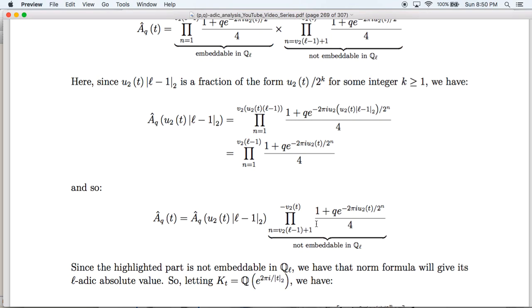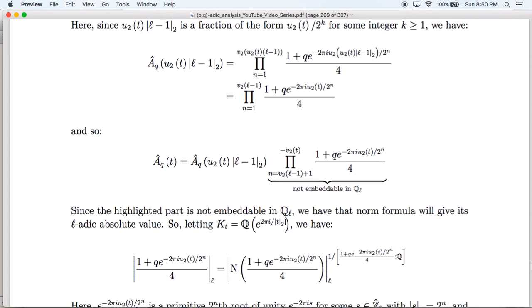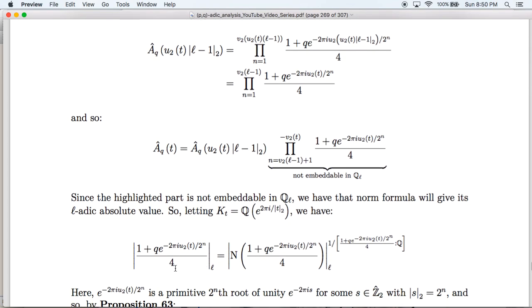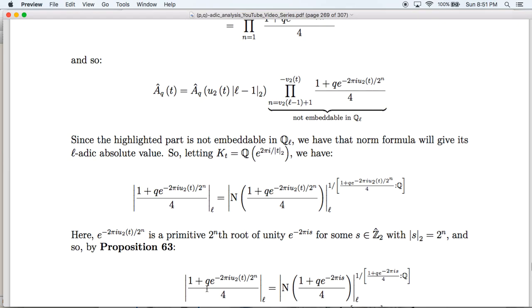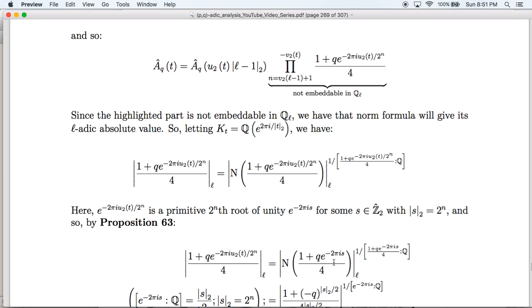Since the highlighted part is not embeddable in Q_L, the norm formula will give us its L-adic absolute value. So letting k_t be this field, we then have that 1 plus that, this thing's norm is equal to the norm of this, and we're going to use our formula, which gives, and because here, this is the same thing as considering 1 plus q e to the negative 2 pi i s over 4, where s is some element of Z_2 hat with 2-adic absolute value 2 to the n.